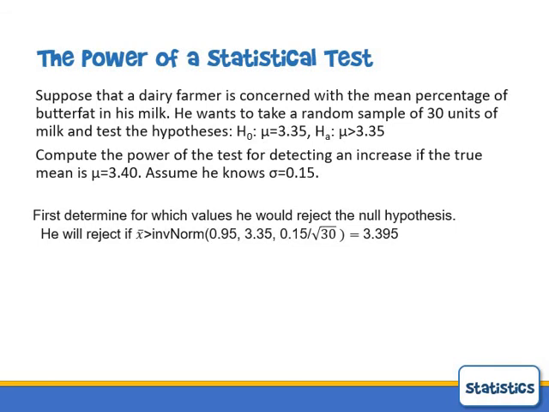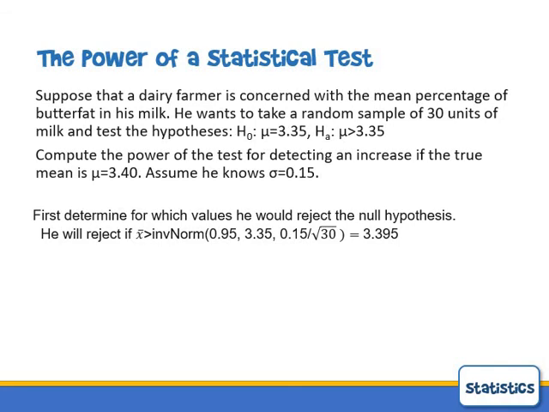So to compute power, it's sort of a two-step process. You have to figure out first what's the level where you would reject the null hypothesis. So you would be doing a test based on the null hypothesis. You would be assuming that mu is 3.35, and you would use sigma over square root of n, so 0.15 divided by square root of 30. And if we use alpha as 0.05 for a greater than problem, we would be rejecting whenever you have 0.05 in the upper tail and then 0.95 to the left of that.